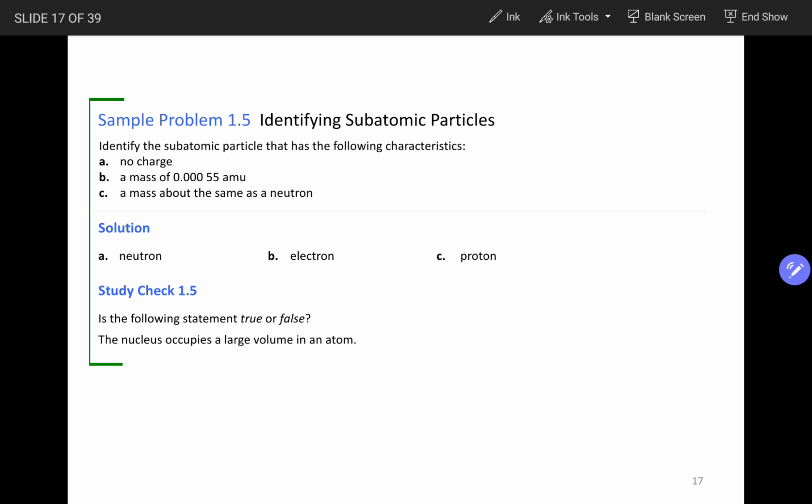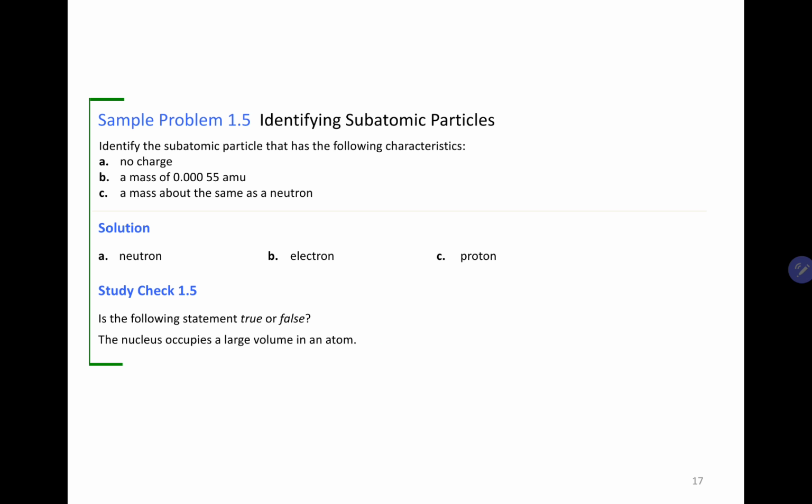And here's another study check, true or false. Is the following statement true or false? Feel free to pause the video whenever you want to answer the questions without me explaining them to you. The nucleus occupies a large volume in an atom. That is definitely false. Even though the nucleus contains big, heavy subatomic particles, the size is much smaller. It is less than 1% of the size of an atom. It is a tiny dot in our atom. So that is definitely false.